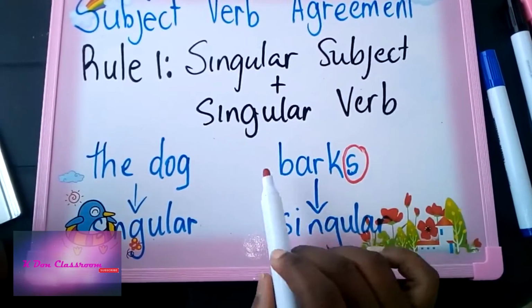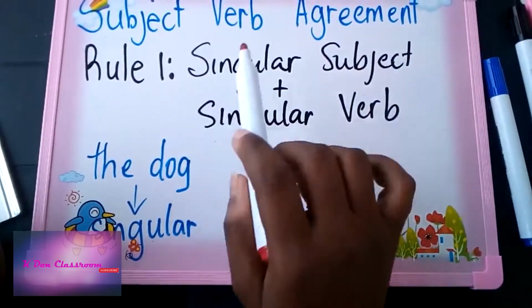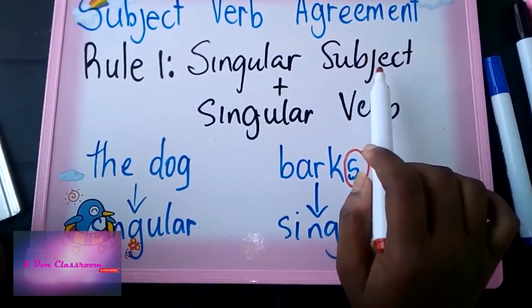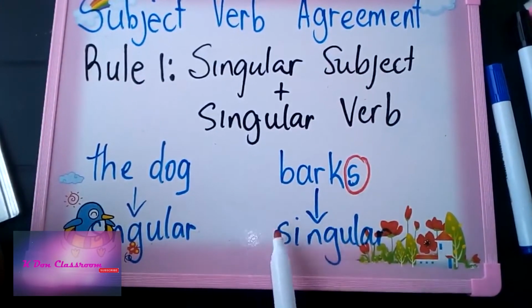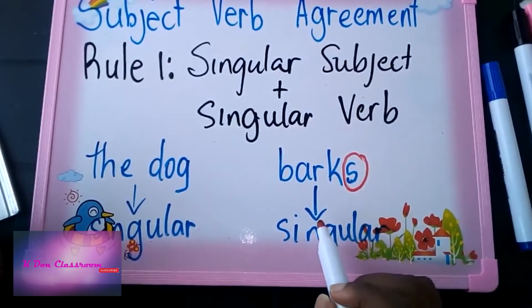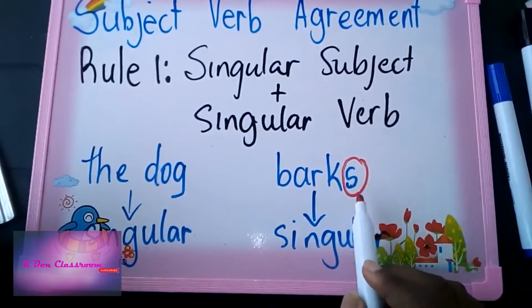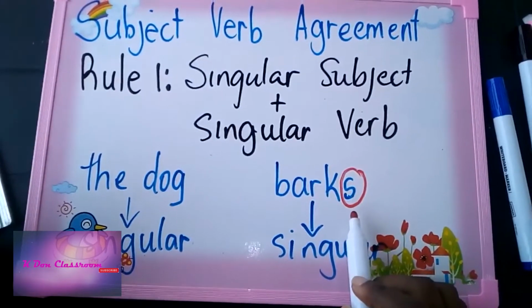Good. Which brings me to the rest of the rule. Singular subjects take singular verbs. How do we write our singular verbs? Our singular verbs end with the letter S.